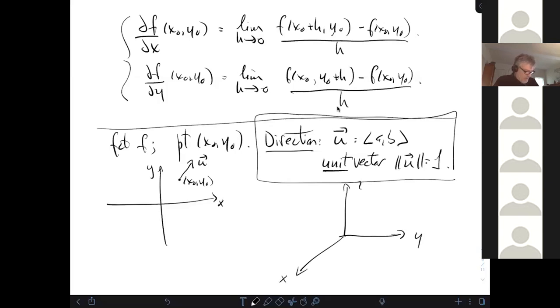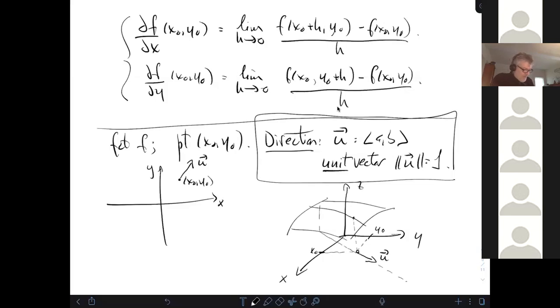I have the graph of my function, graph of f. I have my base point x0, y0. This is the point here. And what I want to do basically is just choose a direction. Let's say the direction is here, like that. This is u. Okay, and I'd like to slice the function above this line, right? So that's what I want to do. Rather than follow the coordinate axes, I just follow the direction of u.